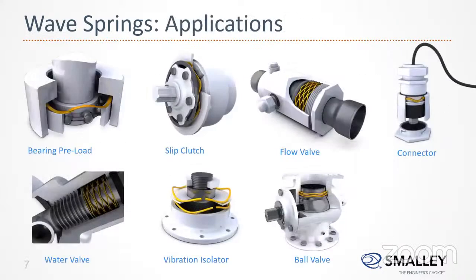Some of the applications of wave springs are bearing preload, and they can be used in clutches of any type, industrial clutches and automotive clutches. They are used in all types of valves, industrial valves, and connectors, which are one of the major applications. Also vibration isolators and water valves.